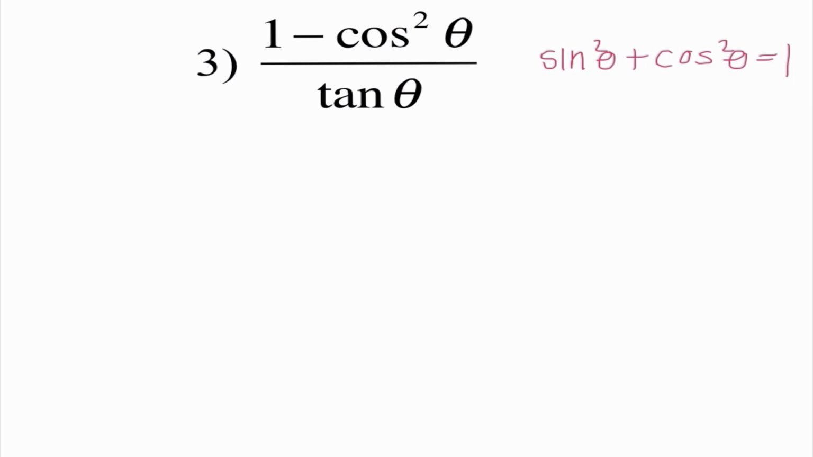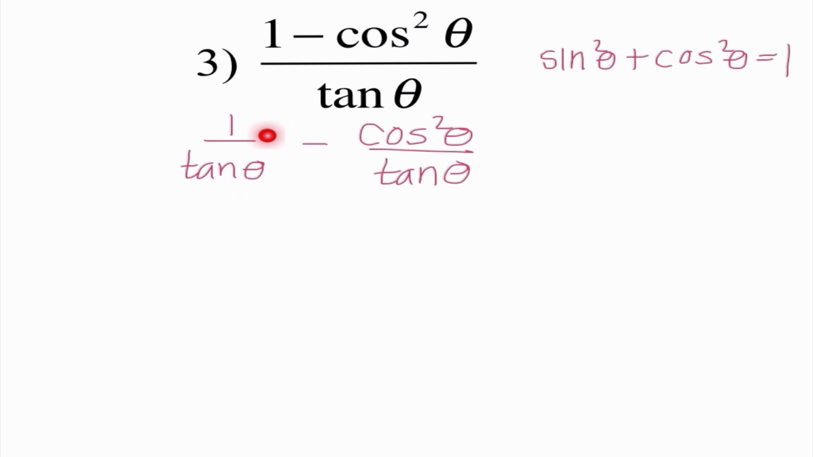Okay, the other thing that we can sometimes do when I have a monomial in my denominator is split this up and make it 1 divided by tan theta minus cosine squared divided by tan theta. This concept of splitting it up only works when we have a monomial in the denominator, because both of these terms are being divided by tan. If I had a binomial or something bigger in the denominator, we couldn't do anything with it. So if I continue working on this, I might think of 1 over tangent as cotangent. So I have cotangent theta minus cosine squared over tan theta.